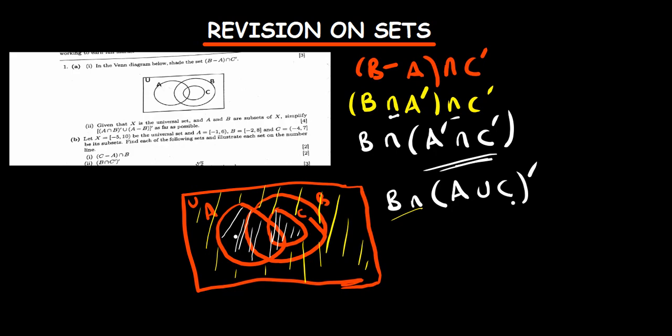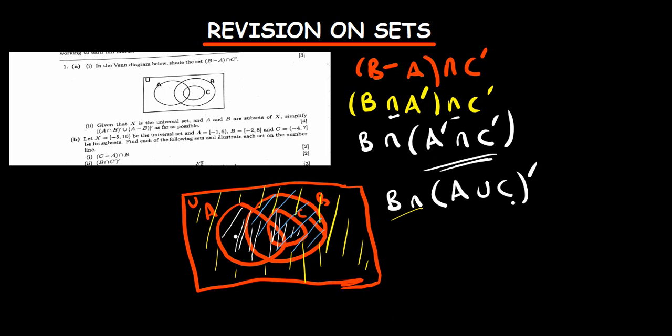Shade the set B. When you shade the set B, then you see where the lines will cross. So if I was to shade B, this is B. Set B is here.